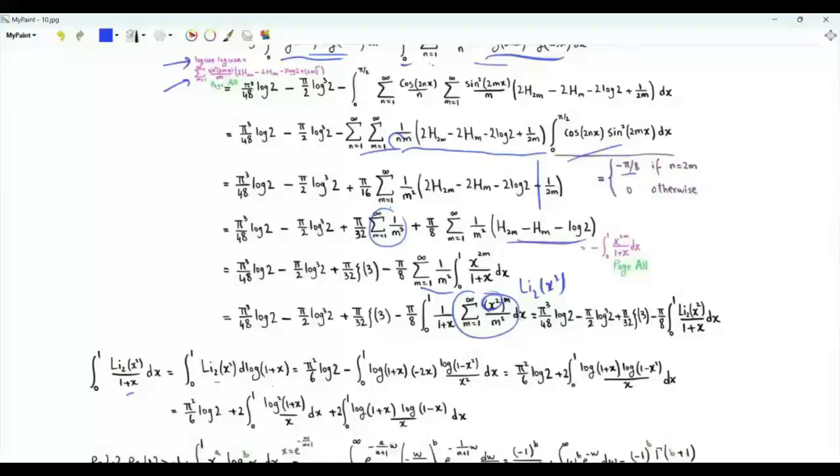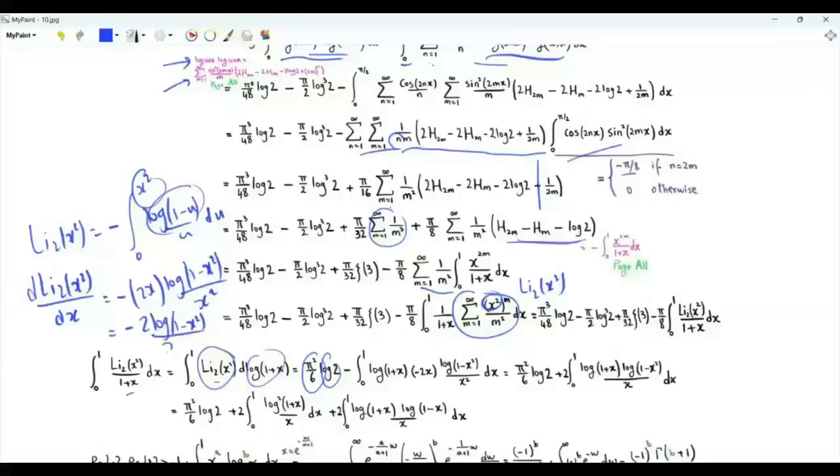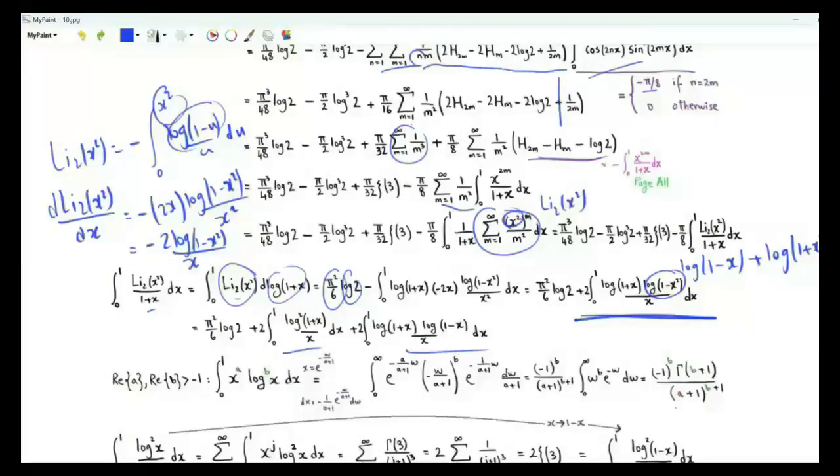Do integration by parts. We obtain log 2 times the dilogarithm of 1, which is zeta of 2 or pi squared over 6, minus integral x from 0 to 1 of log 1 plus x times the derivative of this function of x. The dilogarithm of x squared is minus integral from 0 to x squared log 1 minus u over u. The first derivative of this function of x with respect to x is minus 2x log 1 minus x squared over x squared. This is minus 2 log 1 minus x squared divided by x. Log 1 minus x squared is log 1 minus x plus log 1 plus x, split into two integrals.